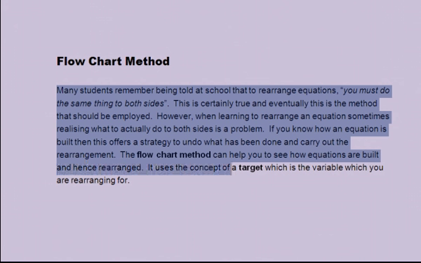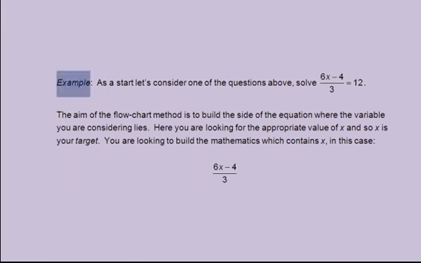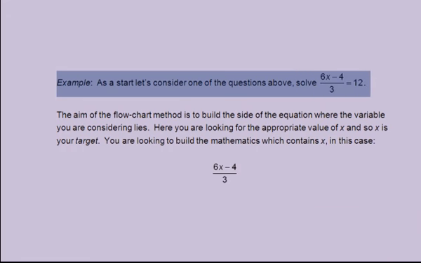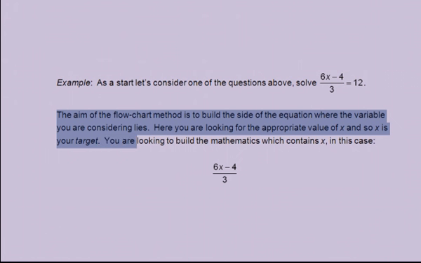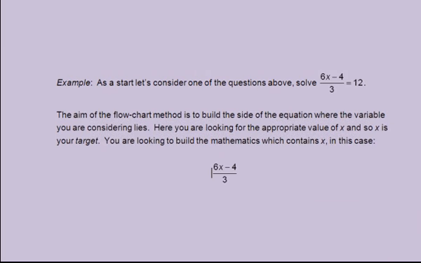It uses the concept of a target, which is the variable which you are rearranging for. Here's an example. As a start, let's consider one of the questions above. Solve 6x minus 4 all over 3 equals 12. The aim of the flowchart method is to build the side of the equation where the variable you are considering lies. Here you are looking for the appropriate value of x, and so x is your target. You are looking to build the mathematics which contains x. In this case, the left hand side, 6x minus 4 all divided by 3.